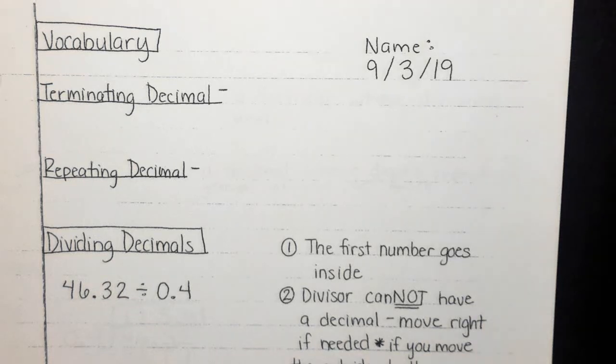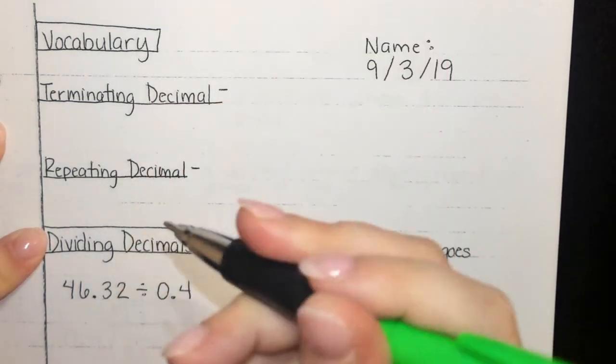Terminating decimal. What does the word terminate mean? Has anyone ever used the word terminate or heard the word terminate? Delaney? To destroy something, to get rid of something, to stop something from happening. Usually when you're terminating something, the reason you're getting rid of it is because you need to stop whatever it's doing. Okay? So for a terminating decimal, that's exactly what it means. It's not a decimal that destroys, but it's a decimal that ends.